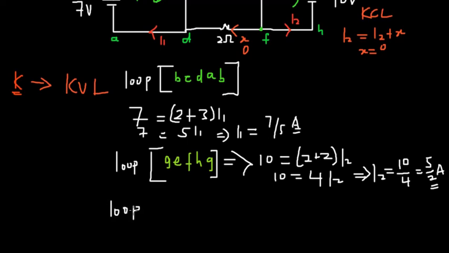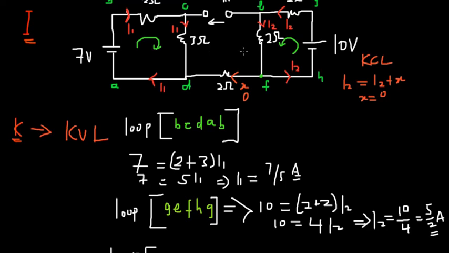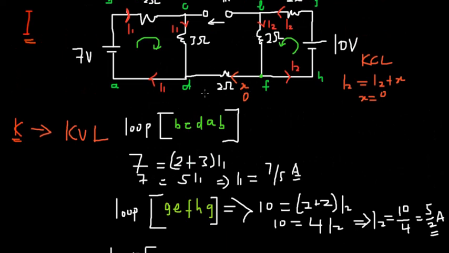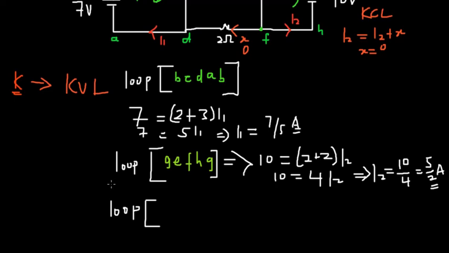Choosing another loop, the last loop. So we have this loop, loop C, E, F, D, C. It could go in either direction, so you could also choose loop E, C, D, F, E. You could choose any loop you want. Now let's choose loop C, E, F, D, C.